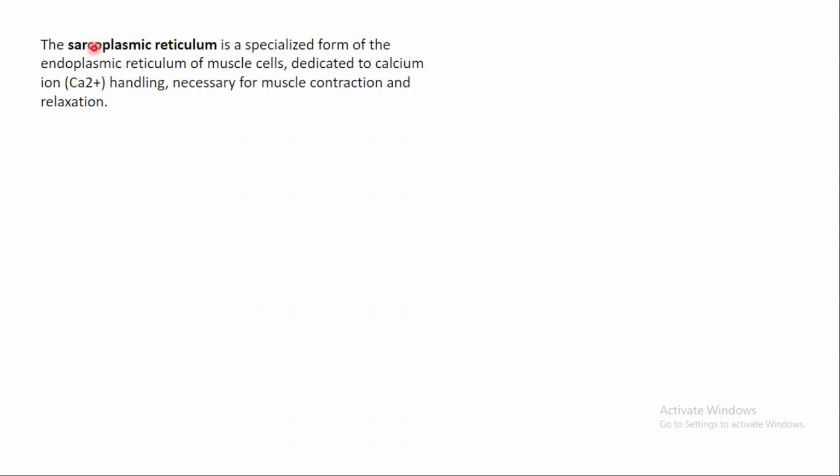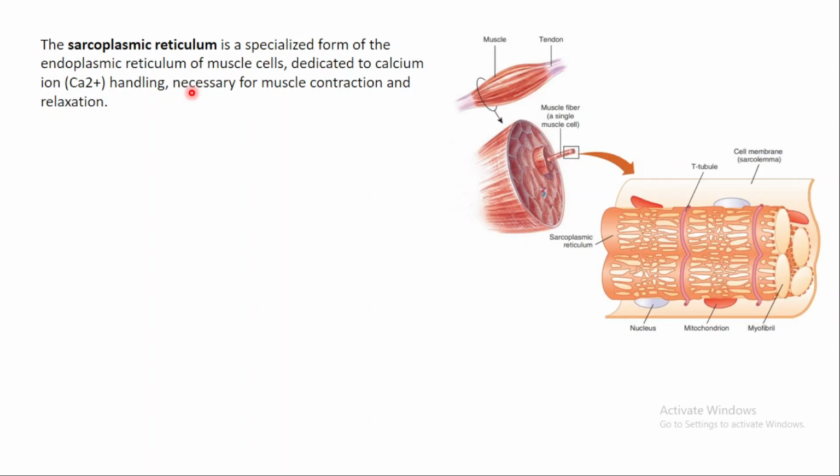Now what are other options that we encountered? What is sarcoplasmic reticulum? The sarcoplasmic reticulum is a specialized form of endoplasmic reticulum of muscle cells dedicated to calcium ion handling necessary for muscle contraction and relaxation. So the specialized endoplasmic reticulum which releases calcium ions based on neural signals is called sarcoplasmic reticulum. It is the reticulum of the sarcomere, so you can remember it as that. The endoplasmic reticulum of the sarcomere is sarcoplasmic reticulum.